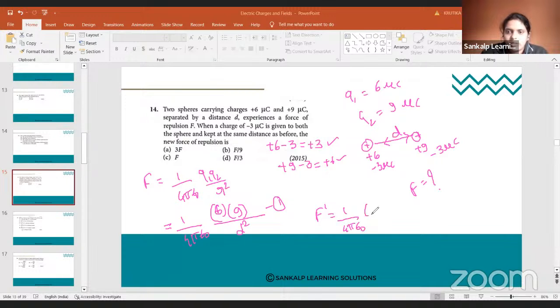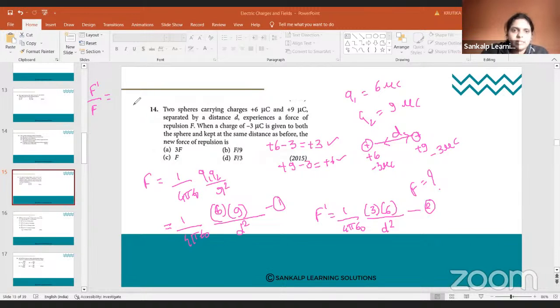Now what is Q1, Q2 value? It is 3 and this is 6 upon d square. So what is the new force they are asking? I will take the ratio. That is F dash divided by F is equal to. So F dash, look here, here is equation 2. So divide F dash by F.